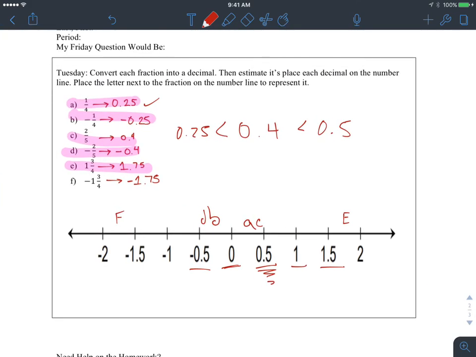So now I've placed all my letters where they need to go. I've turned all my fractions into decimals. And then if I read this from left to right, I would be reading them from least to greatest. And so that completes my homework for tonight.